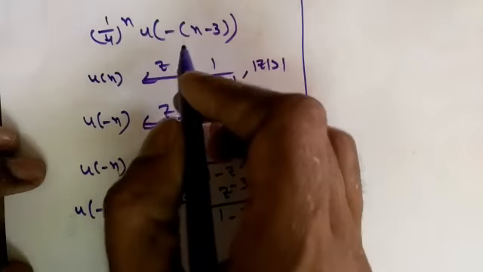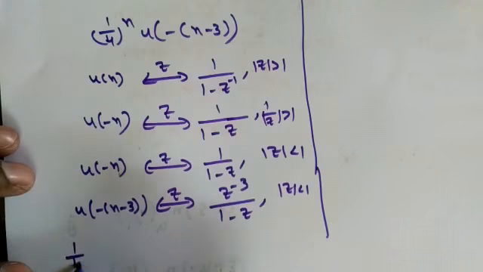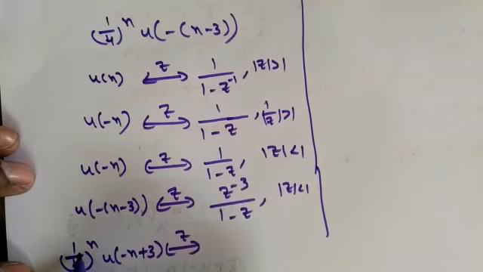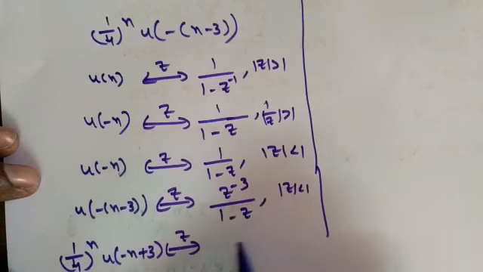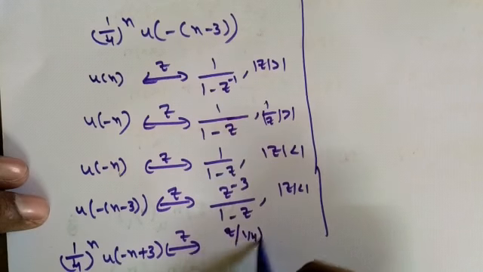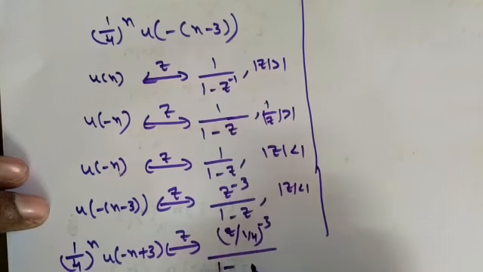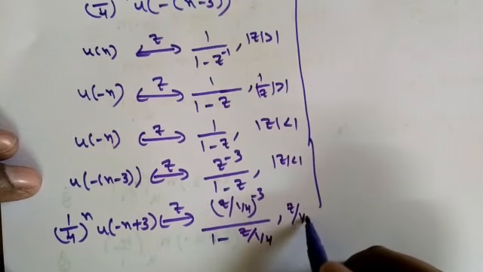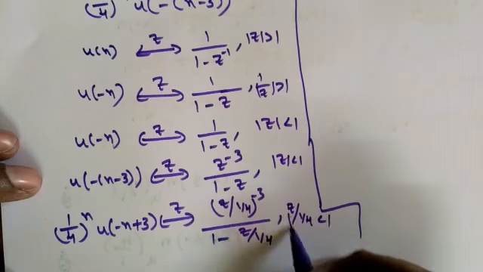Next. So up to here is over. Now just a scaling. So 1 by 4 power n u of minus n plus 3. The final step, z naught power n. So z by z naught means z by 1 by 4, power minus 3 by 1 minus z by 1 by 4, and in place of z here also z by 1 by 4 less than 1.